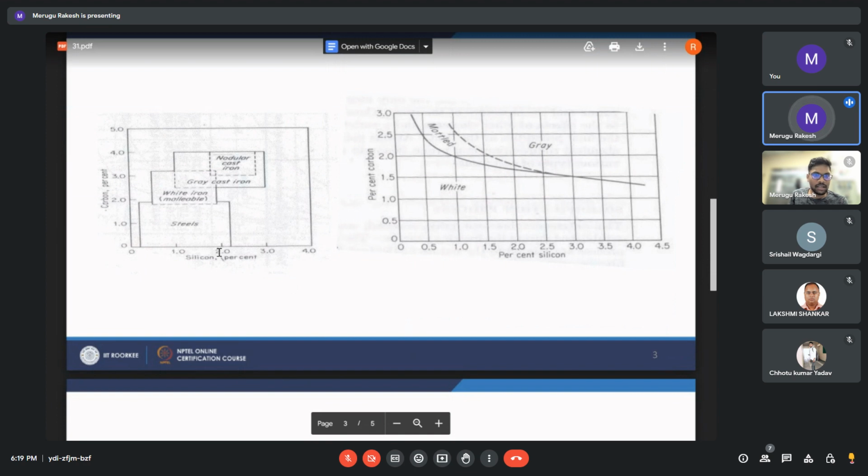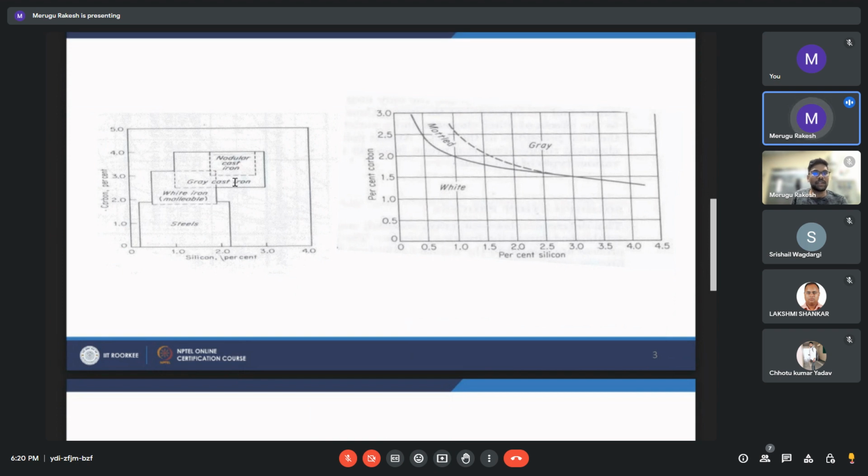Steels are below 2% carbon. Above 2% of carbon we are in the white iron or white cast iron, or malleable cast iron, which we get by heat treating white cast iron, followed by the grey cast iron, which has the highest carbon percentage as well as the highest silicon percentage, and in which we also have nodular cast iron. Just by the name itself, we can decide the shape of the graphite in that particular cast iron.